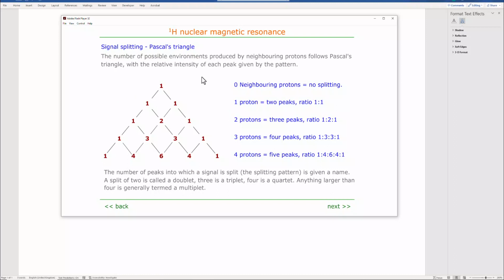So this gives us something called the n+1 rule. So one proton splits the neighbour into two. Two protons split the neighbour into three. Three protons split the neighbour into four, etc.